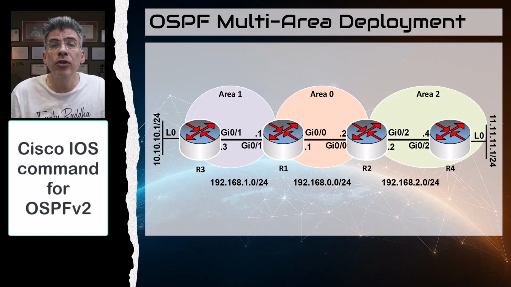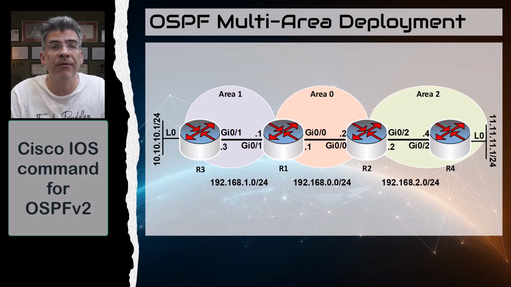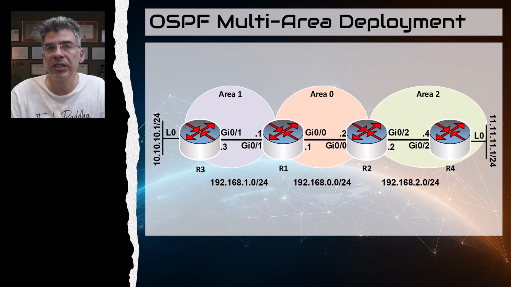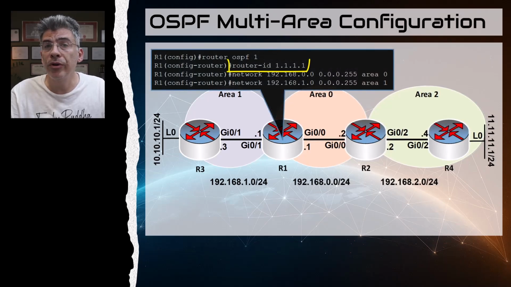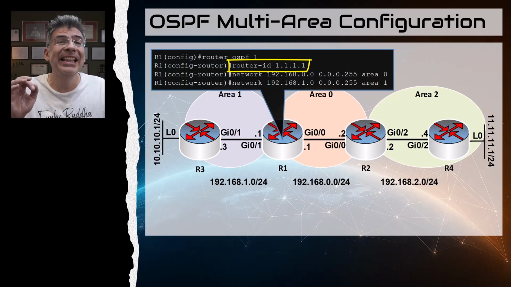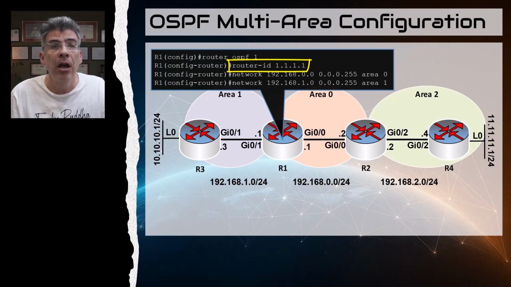Now, note that I am using Cisco IOS commands that are specific to OSPF version 2. When we talk about OSPF version 3, we'll see how those differ in a future video. So let's start with configuring router R1. First, we'll define the router ID. Remember, this is just a label. I'm using an address that corresponds with the name of the router. For R1, we're using 1.1.1.1.